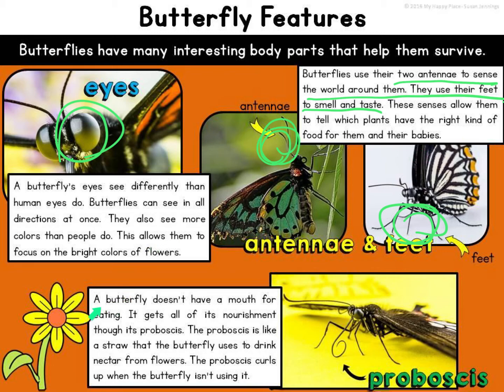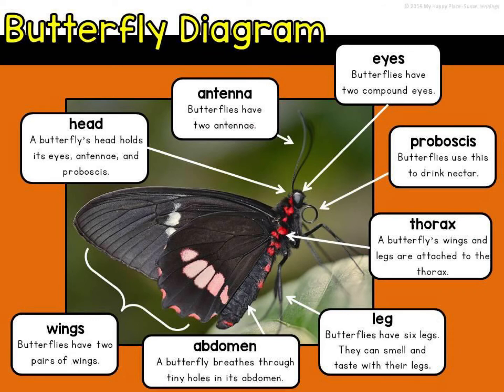A butterfly doesn't have a mouth for eating. It gets all of its nourishment through its proboscis. The proboscis is like a straw that the butterfly uses to drink nectar from flowers, and it curls up when the butterfly isn't using it. And here is a picture of the proboscis. Human eyes. Whoops.